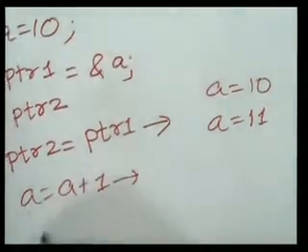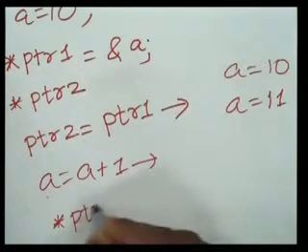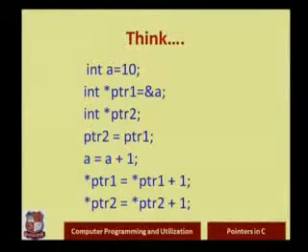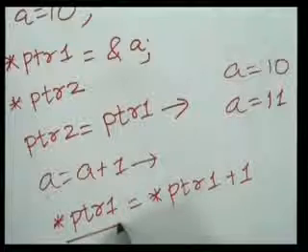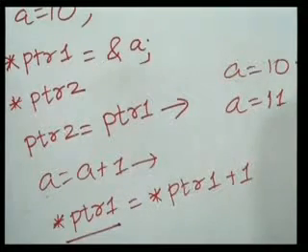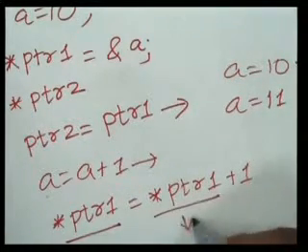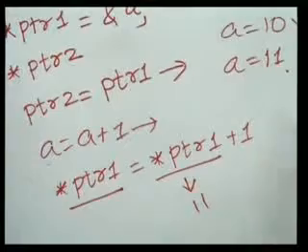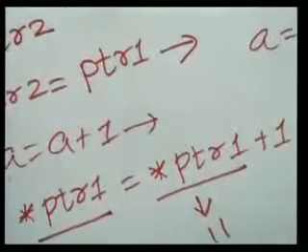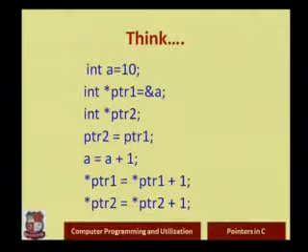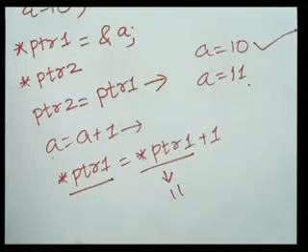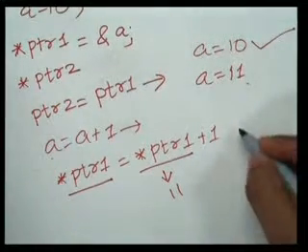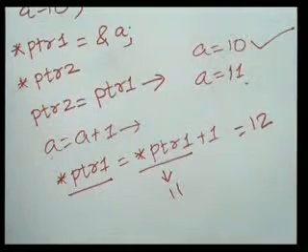After that we have star PTR1 equal to star PTR1 plus 1. Now what is star PTR1? It is the value of A, right? Now here I will have to put the value of A, that is 11, plus 1. So I will get 12. I hope this is clear.